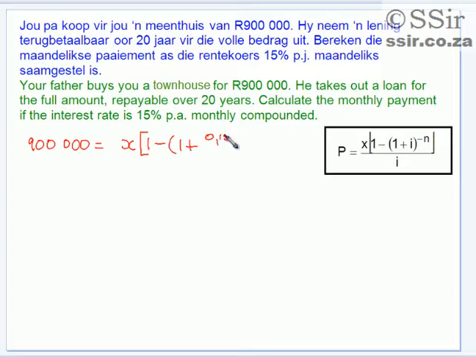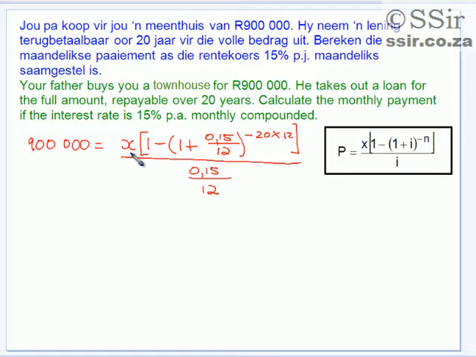Our interest rate is 15%, but it's monthly compounded. The period is 20 years and 12 payments every year, and I must divide this by the monthly interest rate, which is 0.15 divided by 12. We must calculate for X.